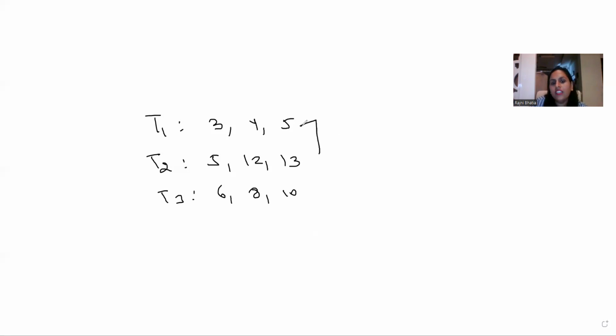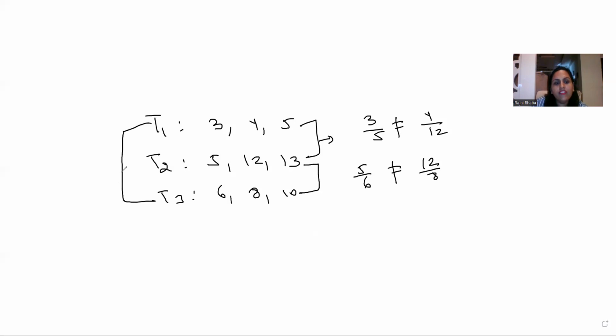Now, if we consider T1 and T2, 3 by 5, 4 by 12, they are not equal. So we cannot say T1 is similar to T2. If we consider T2 and T3, 5 by 6 and 12 by 8, they are not same. But if we consider T1 and T3, we need to check whether the sides are proportional or not. 3 by 6, 4 by 8, and 5 by 10. They are all equal and they are equal to half.